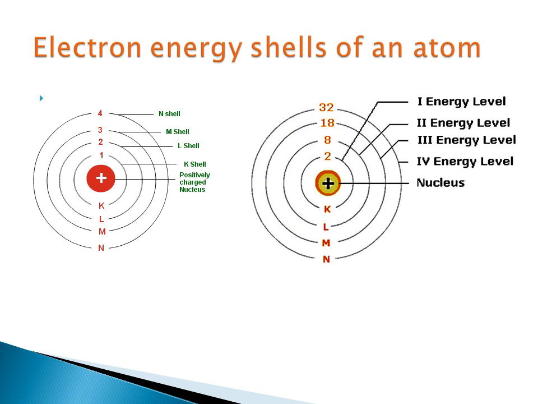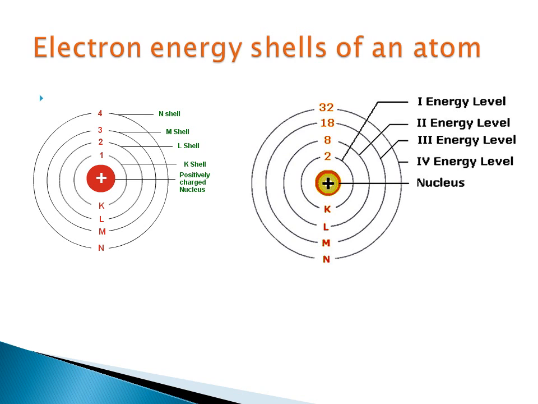According to the shell rule, the formula is 2n², where n is the principal quantum number. When n is equal to 1, 1 squared is 1, and 2 into 1 is equal to 2 electrons. Therefore, in the second diagram, you will see that the K shell holds 2 electrons. Likewise, in the second shell, the L shell, n is equal to 2, so 2 into 2 squared, that is 4, 4 into 2 is 8 electrons. Third shell, n is equal to 3.